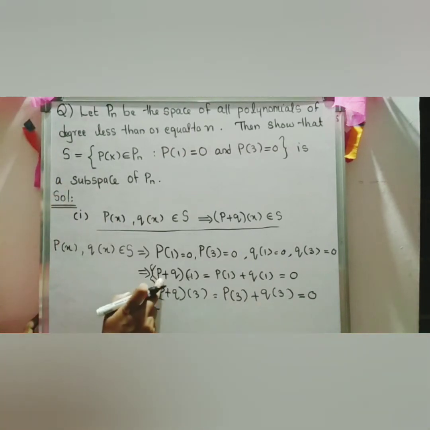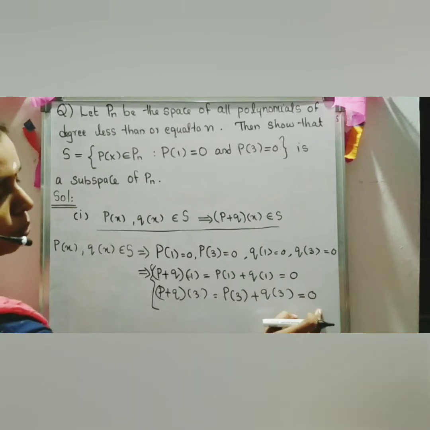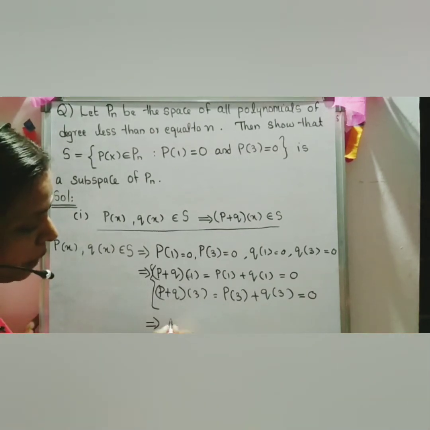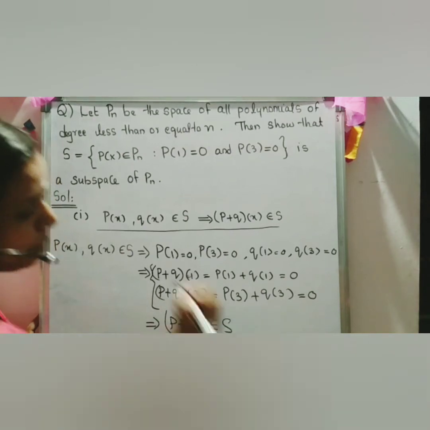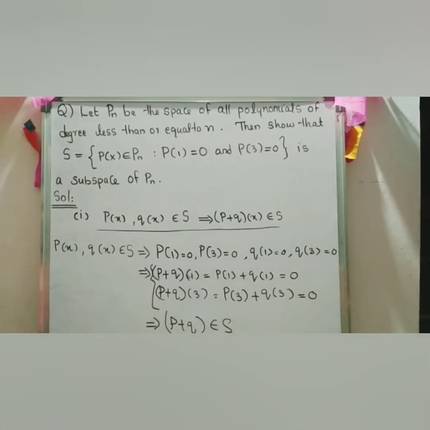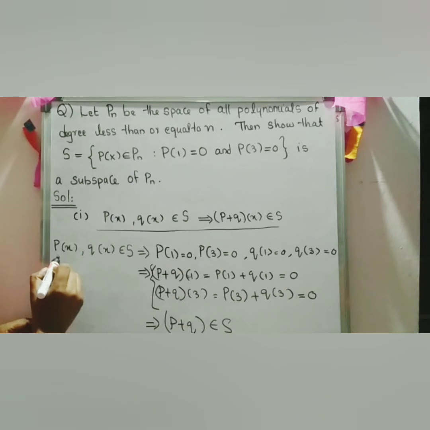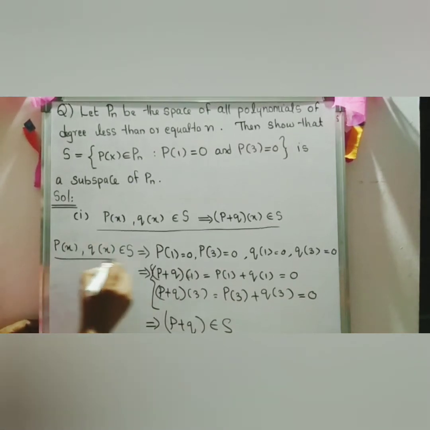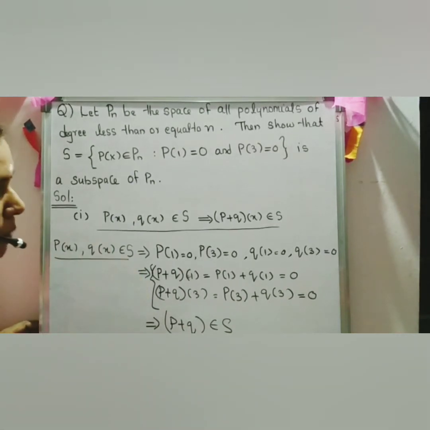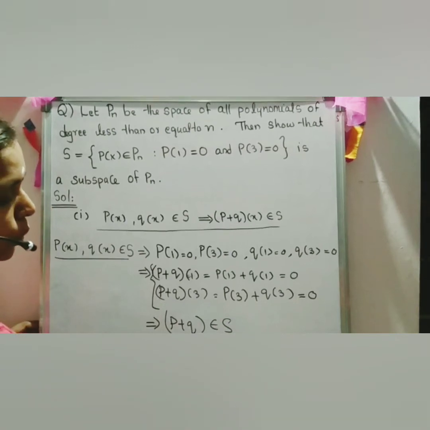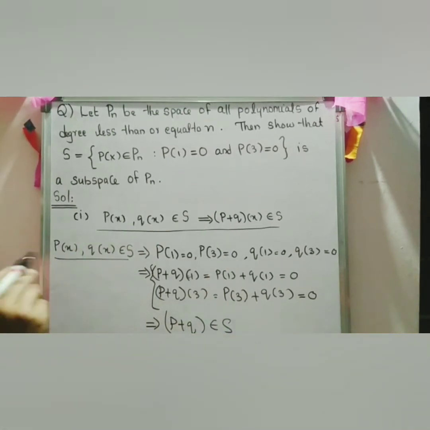That means P plus Q of 1 is equal to 0, P plus Q of 3 is equal to 0. That implies P plus Q belongs to S. Now we get P of x comma Q of x belongs to S implies P plus Q belongs to S. That means it satisfies the first condition.